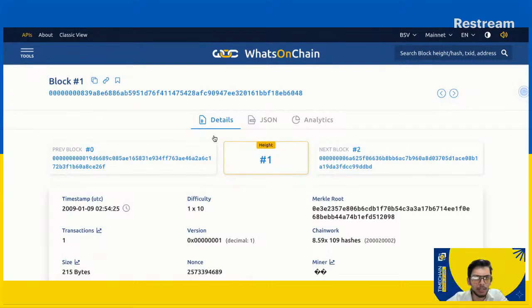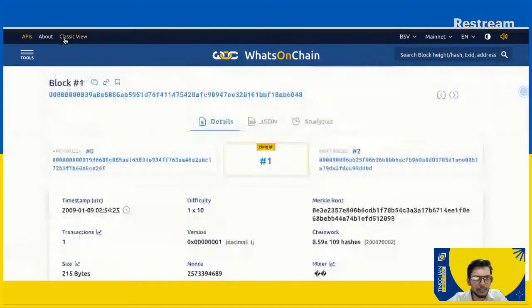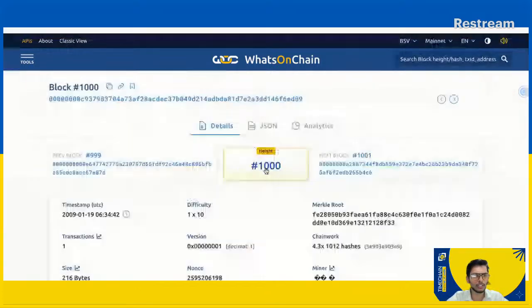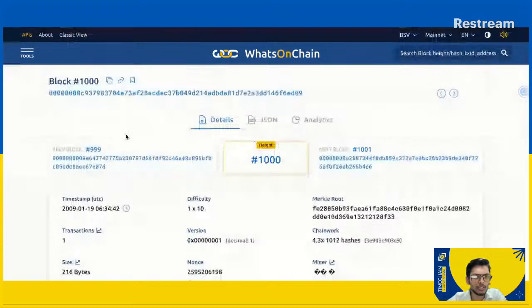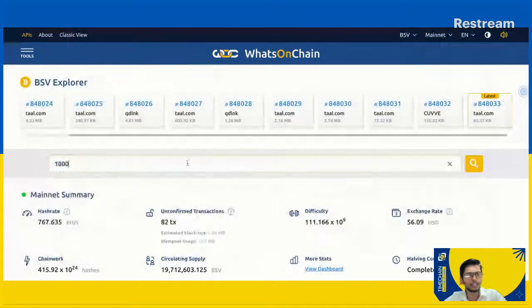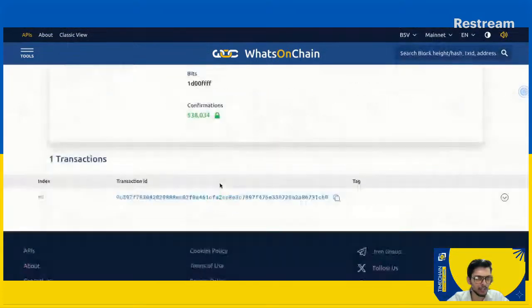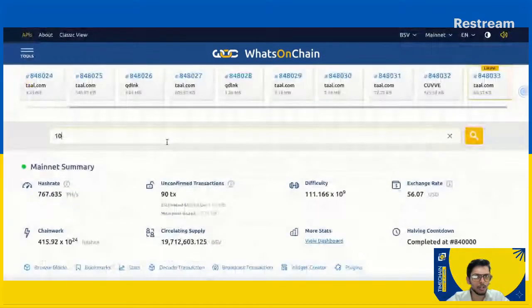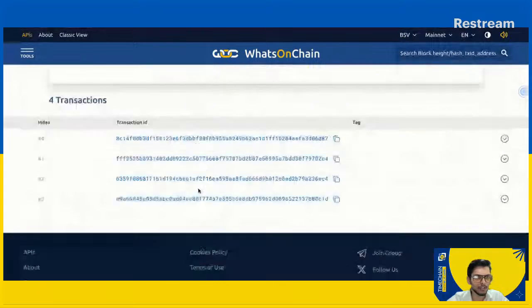Okay, continuing on this. So we have the first block. Let's look at, let's say, the 1000th block, right? You'll get to know how transactions have started on the blockchain. It's still having one transaction. Let's go to 10,000. It's still one transaction. So for a long time, there were no transactions happening on the Bitcoin blockchain. And slowly you started having some people making transactions.